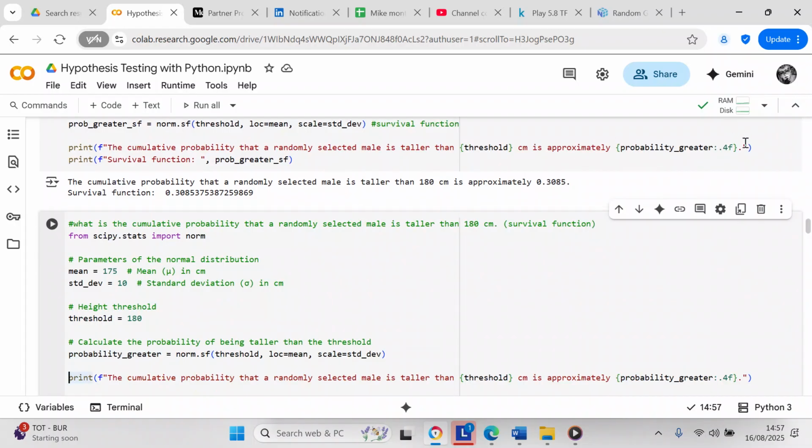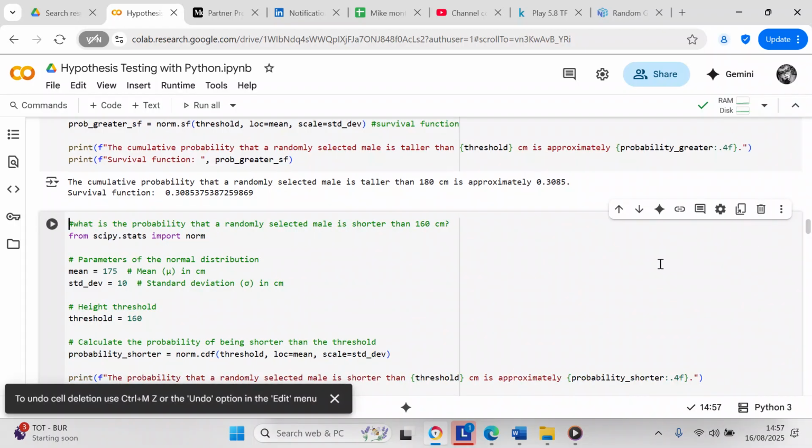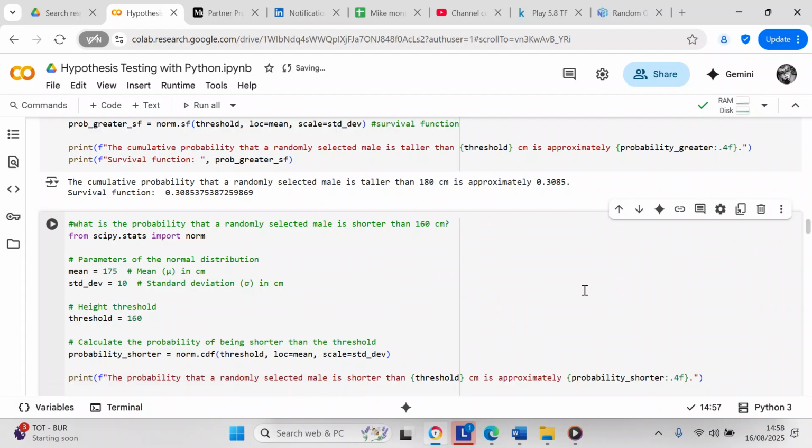And so you can use either the 1 minus norm.cdf or you can use the survival function. So I'm just going to delete this because we've already done it. Now the next question is, what is the probability that a randomly selected male is shorter than 160 centimeters? So from scipy.stats, we're going to import norm.